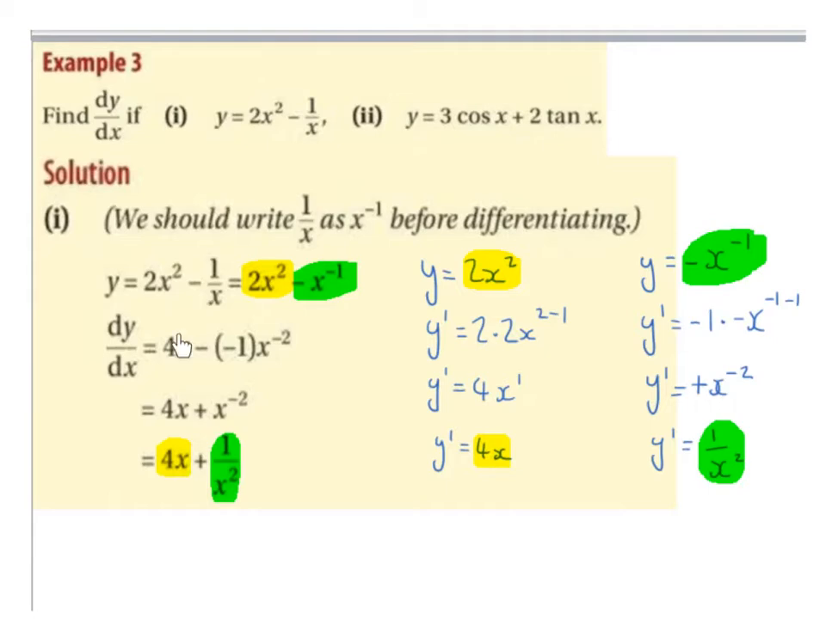So we had 4x minus, minus 1 times x to the power minus 2, which is plus x to the power minus 2, and x to the power minus 2 is 1 over x squared. So you could have gone straight from this to this, but I just did it out the long method so that you can see where I'm getting the numbers from and how the powers have changed. But as time goes on and as you practice these a lot more, you won't need to do these steps, you'll be able to do them in your head.